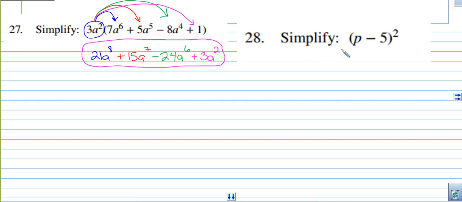Okay? Looking at question 28, we have p minus 5 in parentheses all squared. This is one of those ones where you want to rewrite it as p minus 5 times p minus 5. And so this we would use the box method for, or you could use the distributive method. Okay? And we're going to do the box method here.